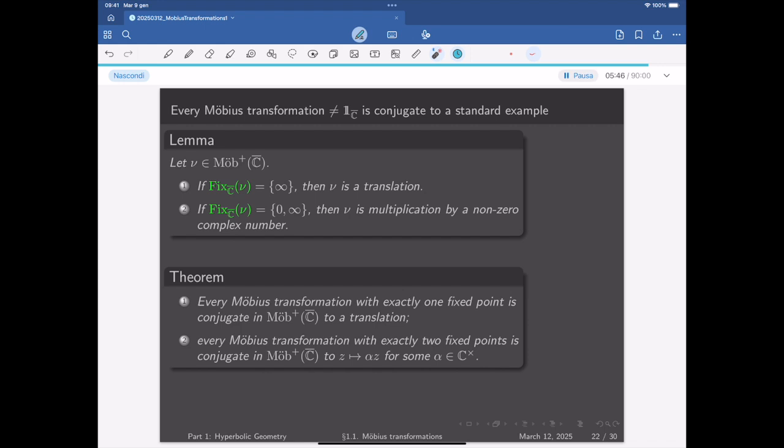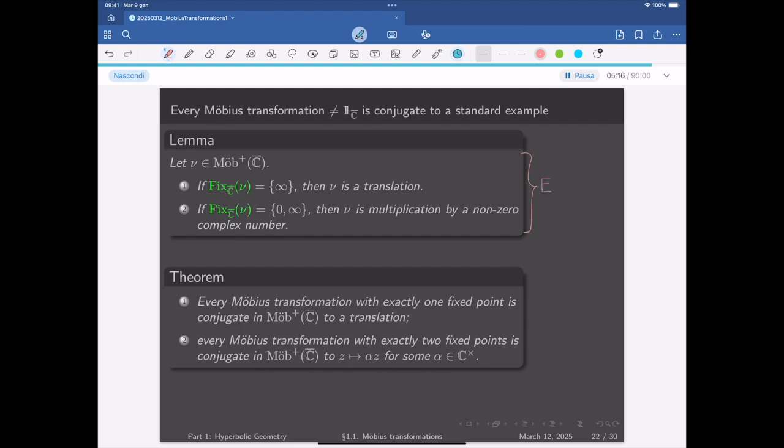And the second one, we already know a bunch of Möbius transformations that have 0 and infinity as fixed points, namely those given by multiplication by a non-zero complex number. And the second one says, okay, those are the only ones that have that behavior. It's easy, so I'm going to leave this as an exercise. It's just playing around directly with a matrix representing nu.